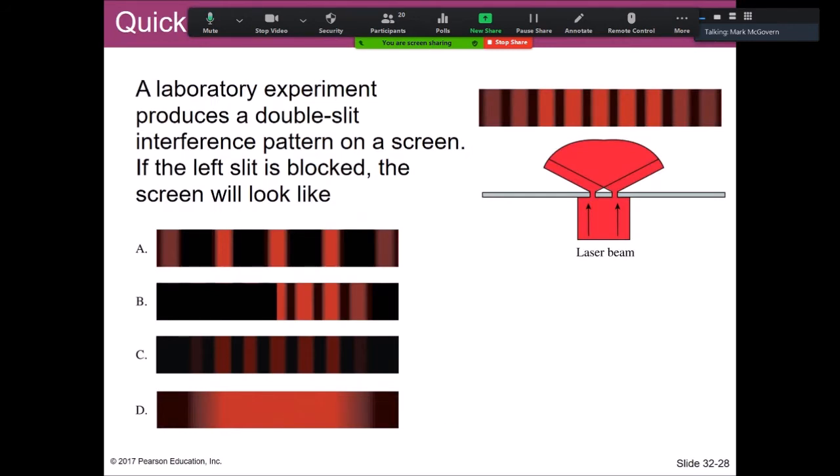Anyway, all right, question for you here. A laboratory experiment produces a double slit interference pattern. If the left slit is blocked, let me know what you think happens. So we've got this diffraction pattern, beautiful interference fringes. We're going to block out the left-hand side. What do you think is going to happen here? Put the letter in the chat. This is fun stuff.